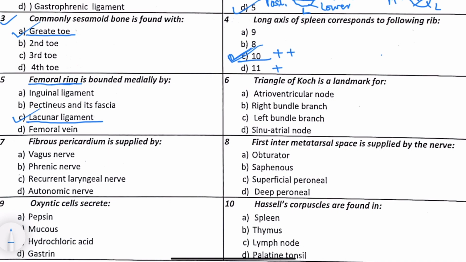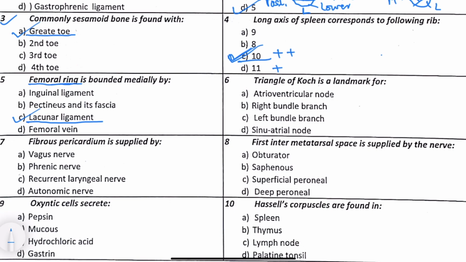MCQ number 6, triangle of Koch is a landmark for: atrioventricular node, right bundle branch, left bundle branch, sinoatrial node. So first of all, you should know what the triangle of Koch is. Triangle of Koch actually is just an anatomical area, because it's a triangle, so it's defined to be confined within 3 boundaries. So this area is present in the superficial paraseptal endocardium of the right atrium.